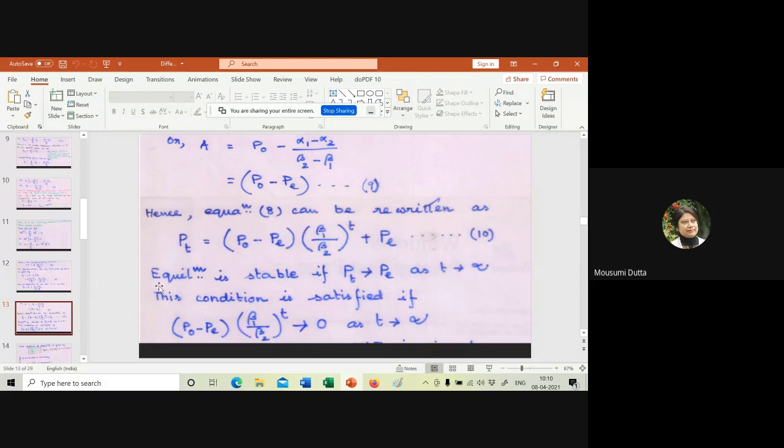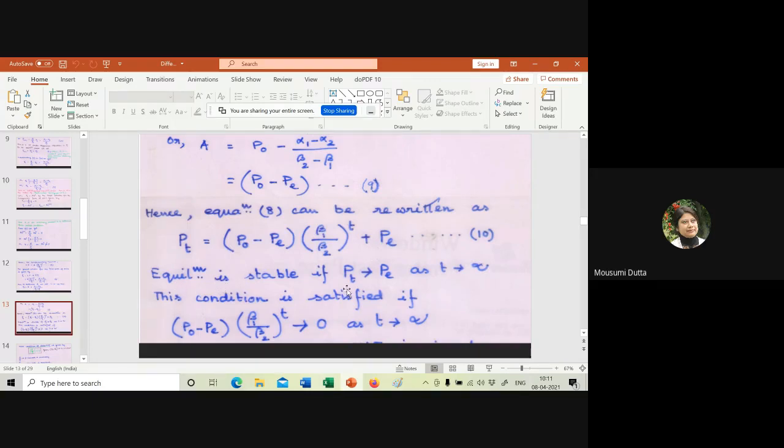Now, look at the equation. Equilibrium will be dynamically stable if Pt tends to Pe as T tends to infinity. I hope everybody has pen and paper with you. Whenever there is something that you have to solve or take a note of, please do so. So, equilibrium will be dynamically stable if Pt tends to Pe as T tends to infinity.